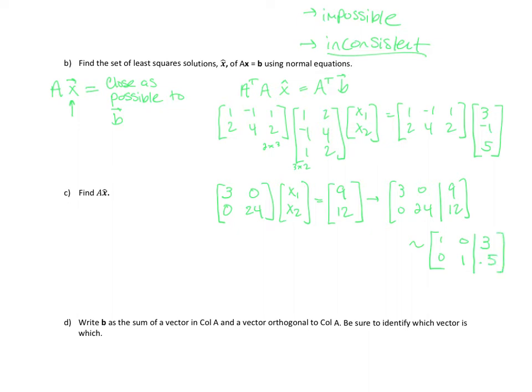So that means my x hat, which is as close as I can get to a solution, x1, x2, is 3, 0.5.